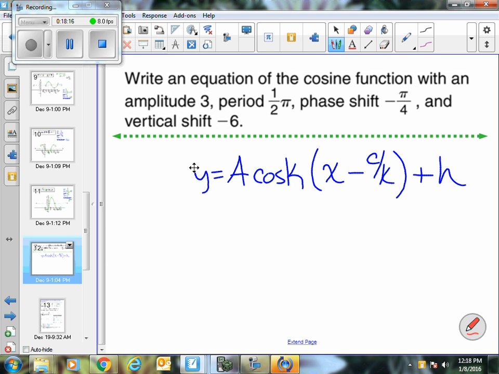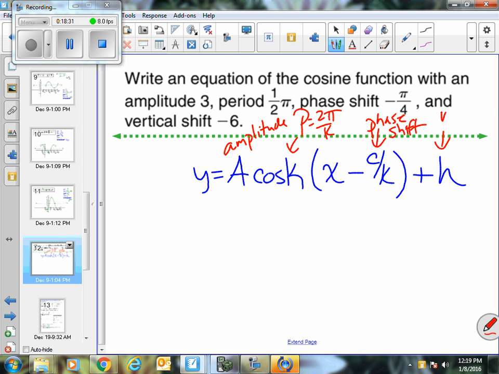So just kind of some reminders. We've got A for amplitude. We've got K that tells us something about our period, so 2 pi divided by K. We have our phase shift, so X minus the phase shift. How far has it been shifted from 0? And then the H, which is your vertical shift. Alrighty, so let's see if we can write this equation. Most things we're just going to be substituting in. The only thing you have to solve for is the period.